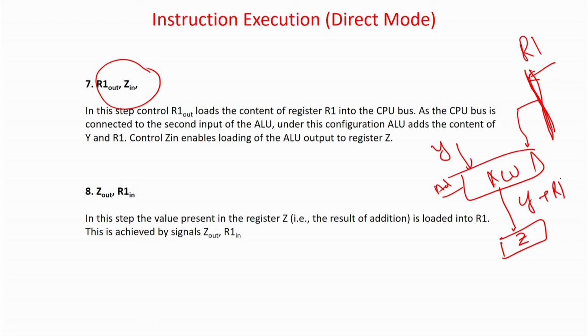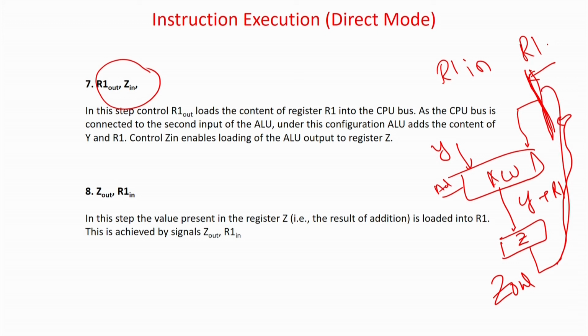Next stage is very simple. Again I have to write the value of the sum back to R1. So what I am going to do now, sorry, I am going to make Z out. If I make Z out, the value of Y plus R1, that is the content of Y plus register R1, will be dumped to the bus, and I will make R1 in. So if I make R1 in, the value will be fed from Z out to register R1 and your job is done, which is basically step 8.